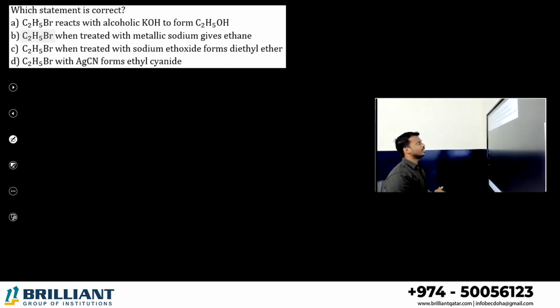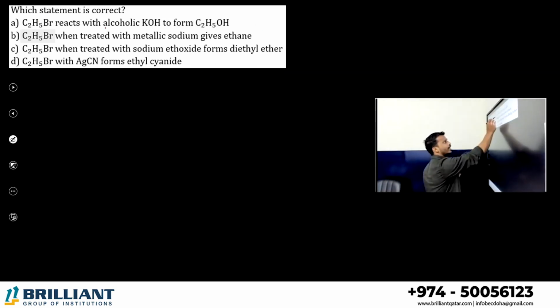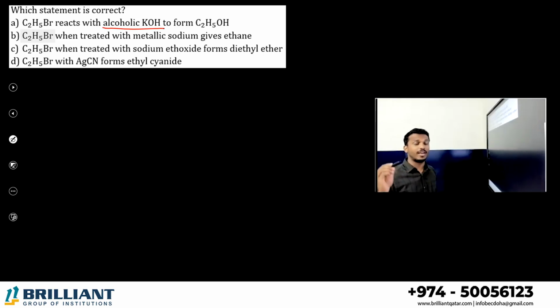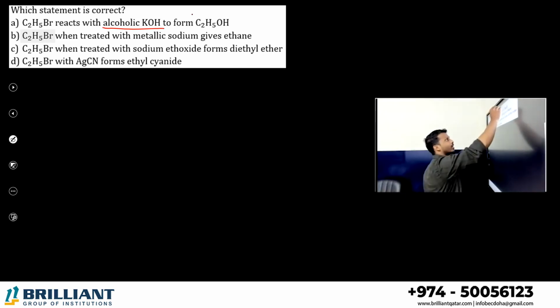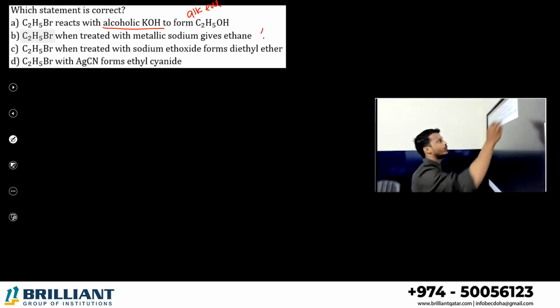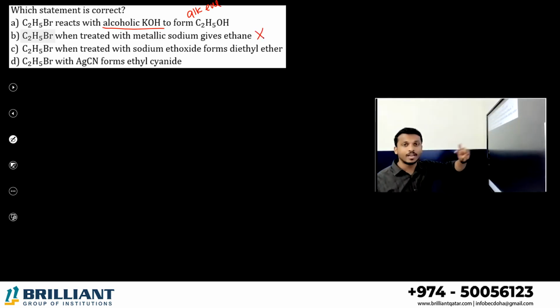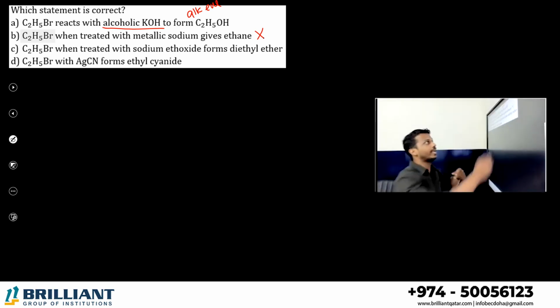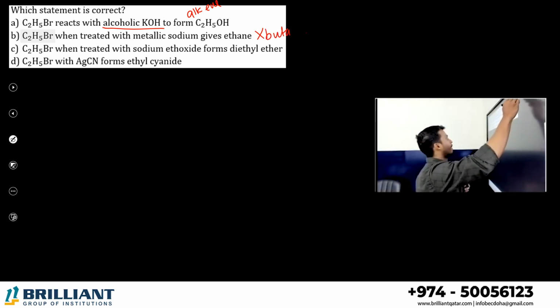Next one. Which statement is correct? Option A. Ethyl bromide reacting with alcoholic KOH forms ethanol. Is it? No. If you treat it with alcoholic KOH, it will undergo beta elimination and give you an alkene, right? Not alcohol. What about option B? Ethyl bromide when treated with metallic sodium will give ethane. No. When you treat ethyl bromide with sodium, that is the Wurtz reaction, and you will get butane, right?